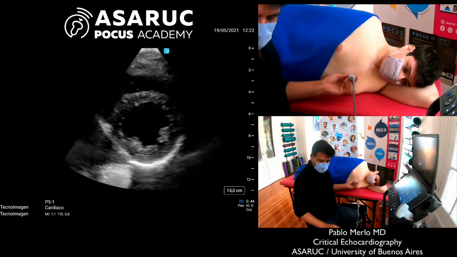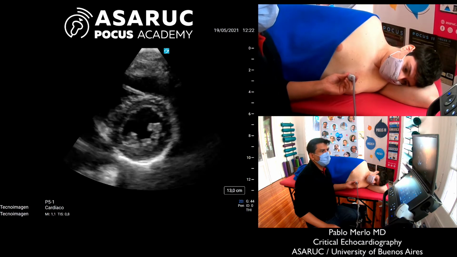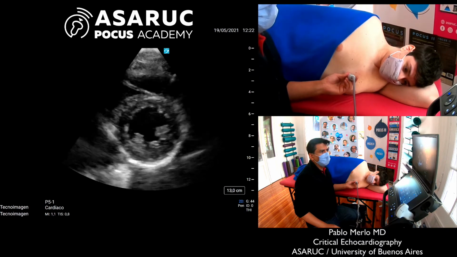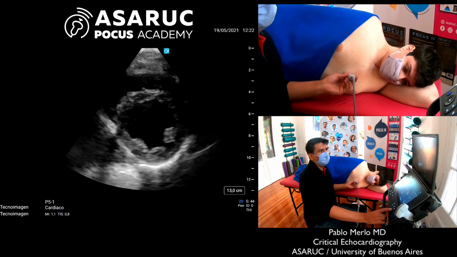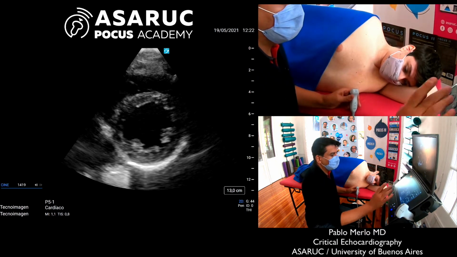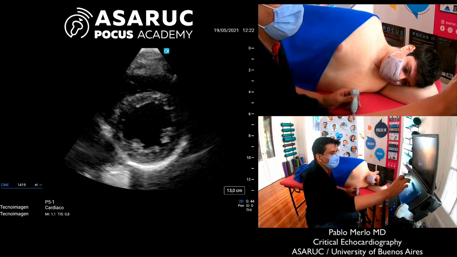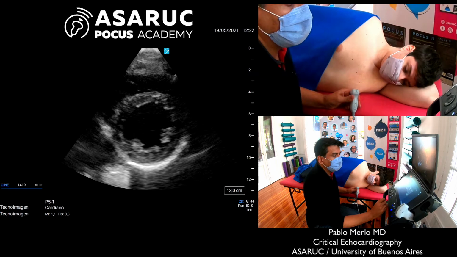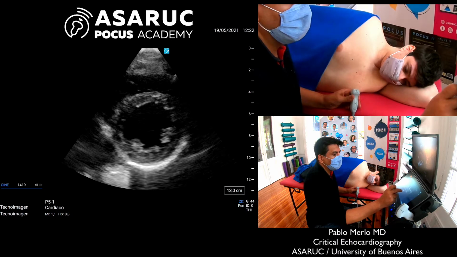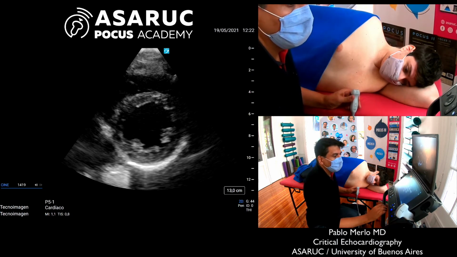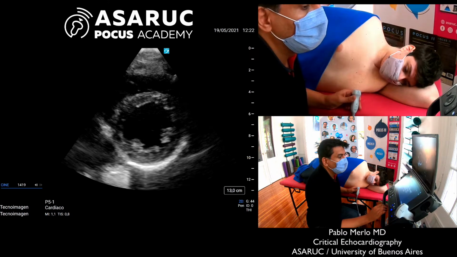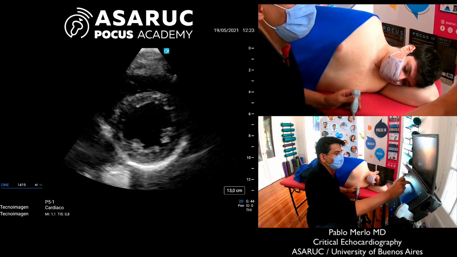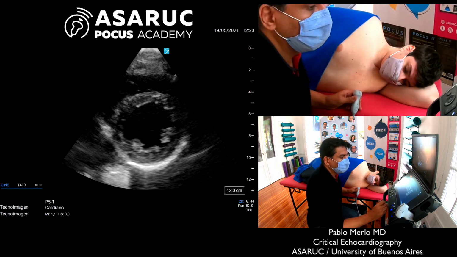Without changing the transducer's position, we rotate it clockwise to make the marker point to the patient's left shoulder. In doing so, we will find this midventricular short axis view where we can see the papillary muscles. We may freeze the image at end diastole or at end systole. With the image frozen at end diastole, we'll use a measurement instrument of this device to obtain the left ventricle end diastolic area in a short axis view.